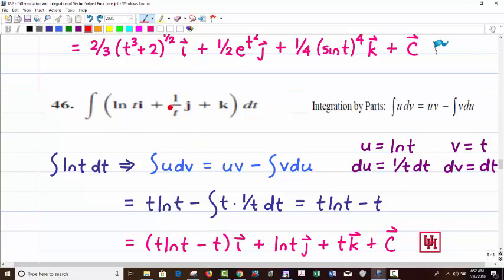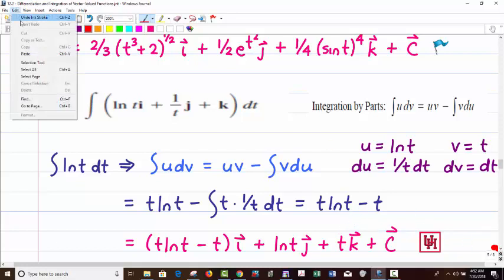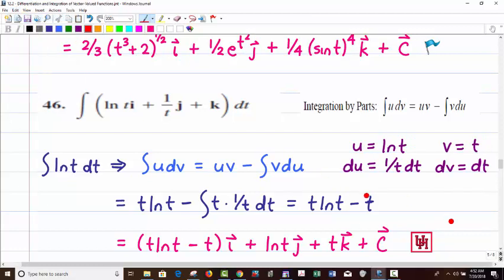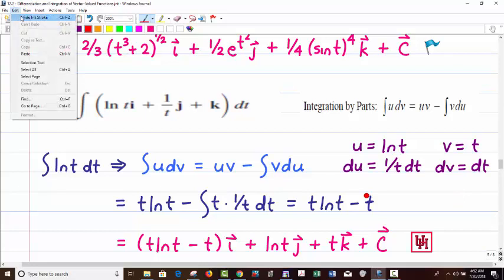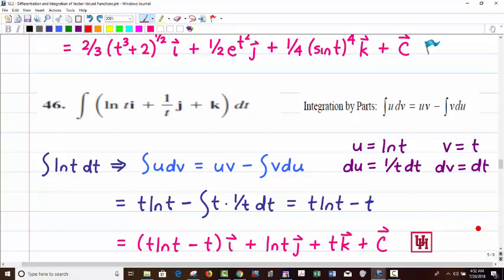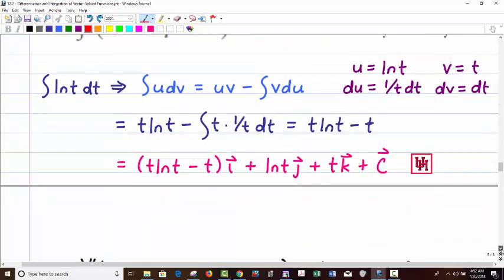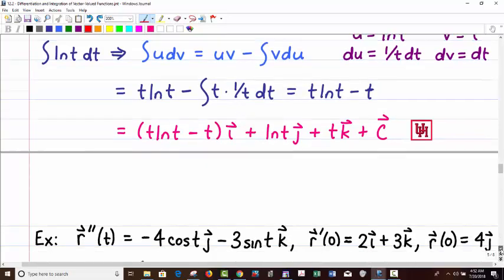Now the other ones, the antiderivative of 1 over t would be natural log of t. And then the antiderivative of 1 here, and you don't see a 1, but there's a 1 there. The antiderivative of that 1 will be t. So here we have it. It'll be t ln of t minus t, that's your i component, and then ln of t j, and then plus t k plus the C vector.